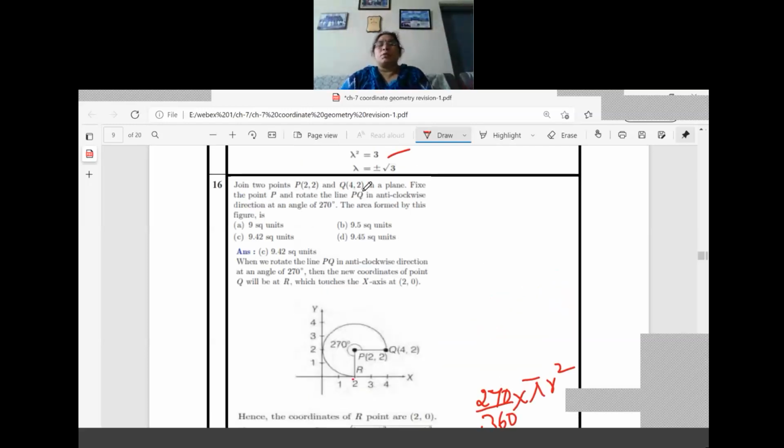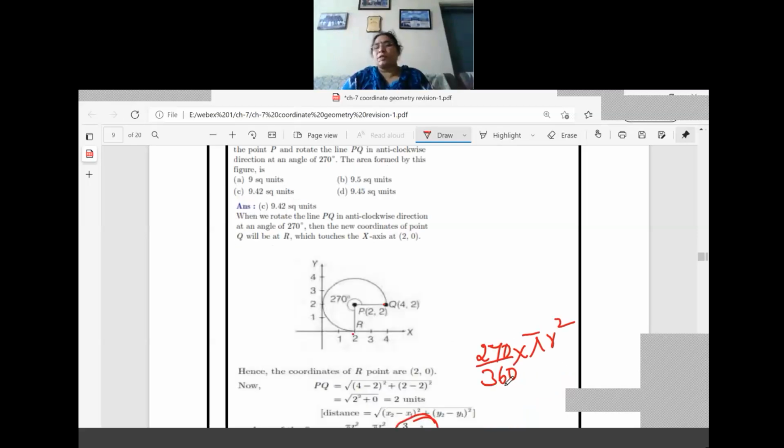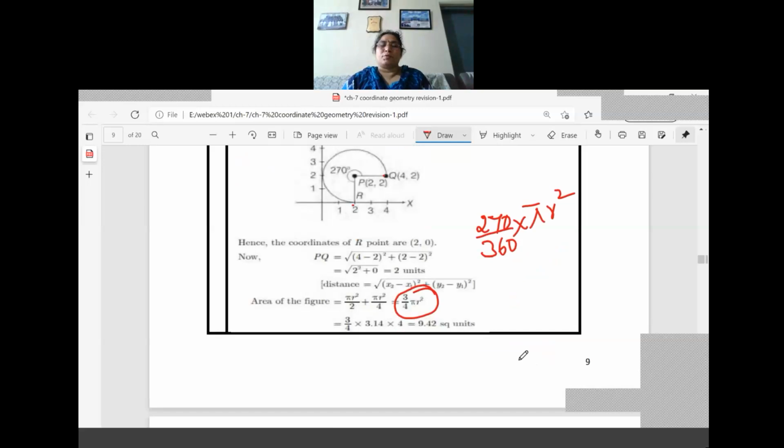Two points P (2, 2) and Q (4, 2) in a plane. Fix the point P and rotate PQ in the anti-clockwise direction at an angle of 270 degrees. The area formed by the figure: the area formed by the figure means a complete circle minus the sector we can go, otherwise directly we can go for the major sector formula. So 270 by 360 into pi r square, that is equal to 3 by 4.